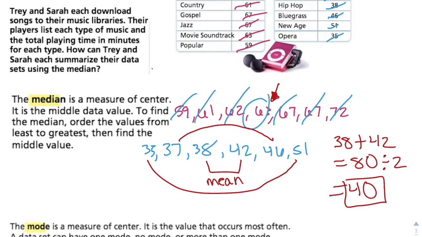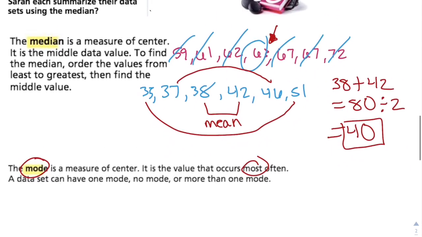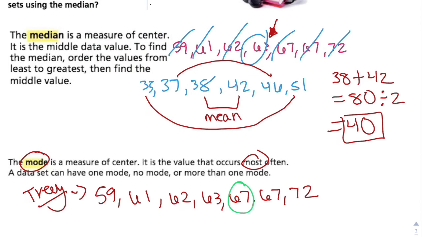All right, let's try mode. Mode is another measure of center, and it is the value that occurs most often. I remember mode because mode, M-O, reminds me of most. They just kind of go together. So mode is the number that happens the most often. 67 comes up twice, so our mode here is 67.